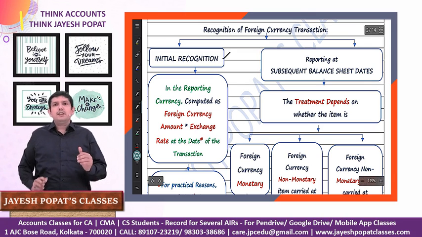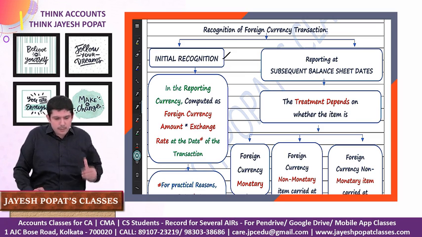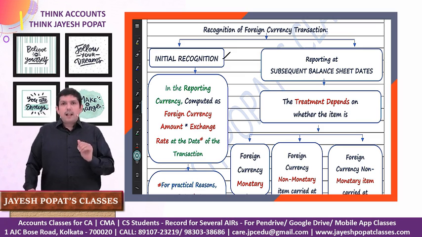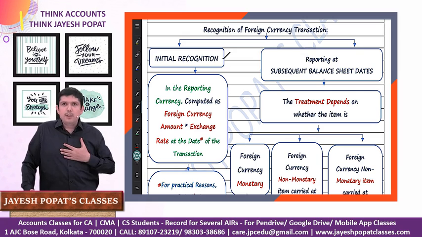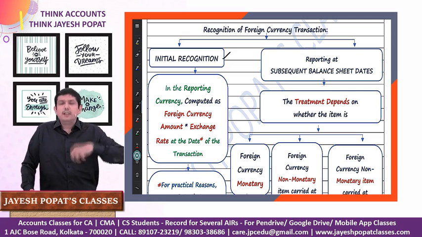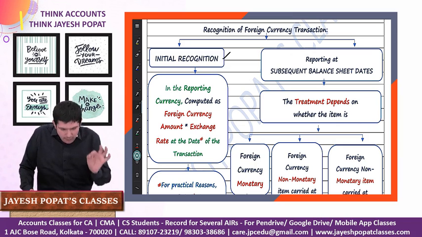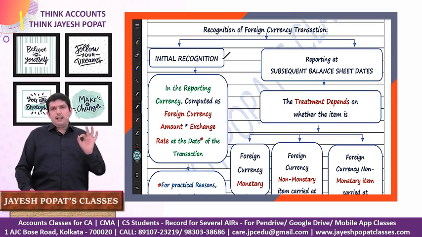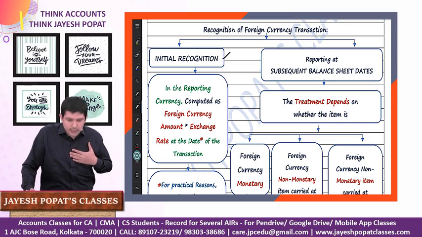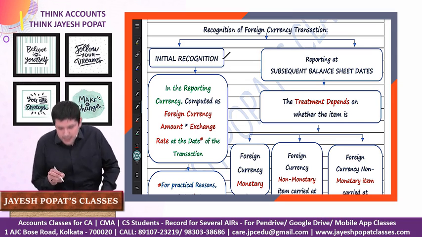Initial recognition means recording the transaction for the first time in our books of accounts, right? We will have to record it in our reporting currency, because if our reporting currency is Indian rupees, we cannot record a transaction denominated in dollars in our books of accounts. Therefore, obviously we'll do the accounting in our reporting currency. And how will that be computed?